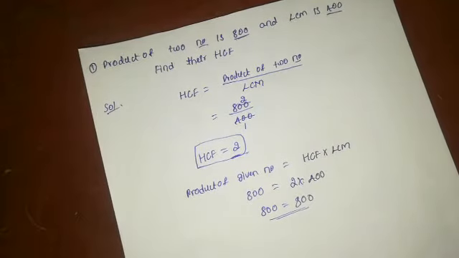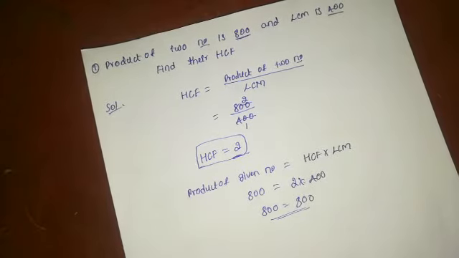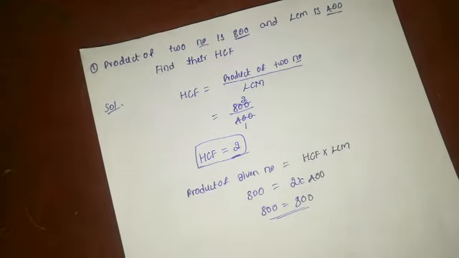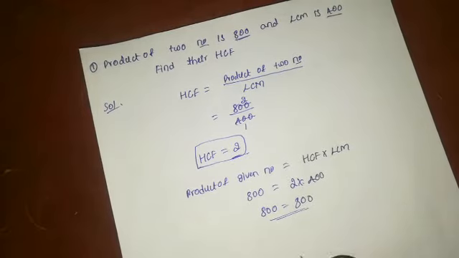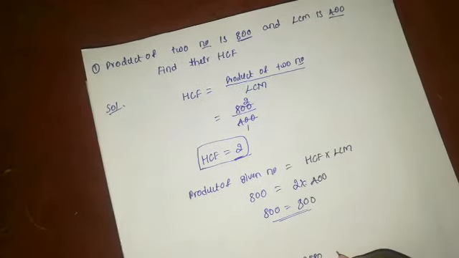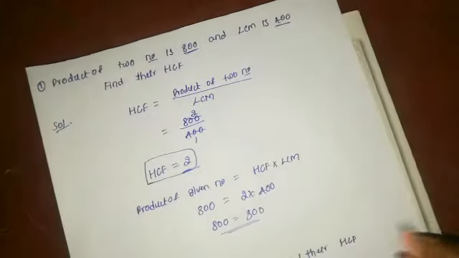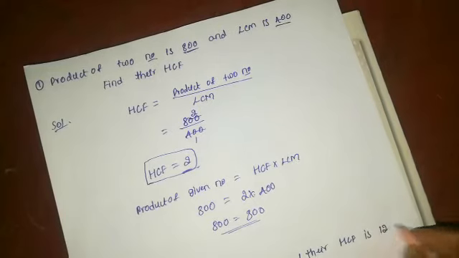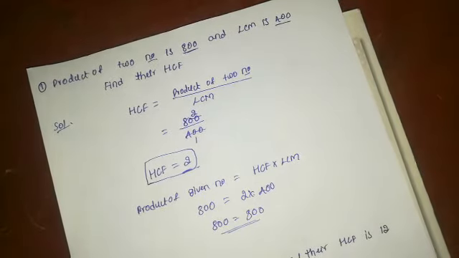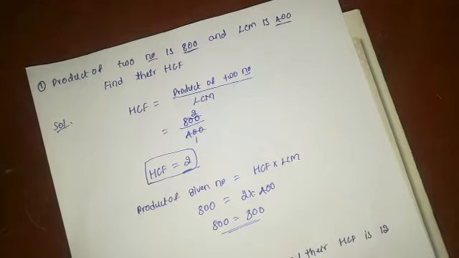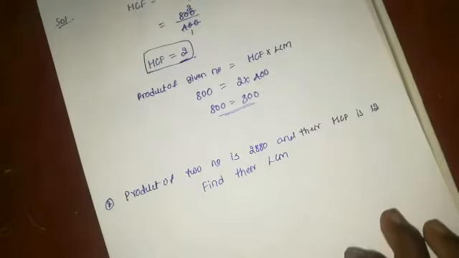Let's see one more example. The product of two numbers is 2880 and their HCF is 12. Find their LCM. Now we have to find the LCM.